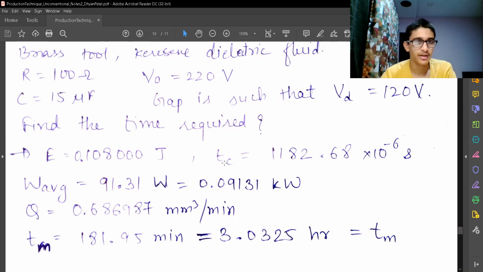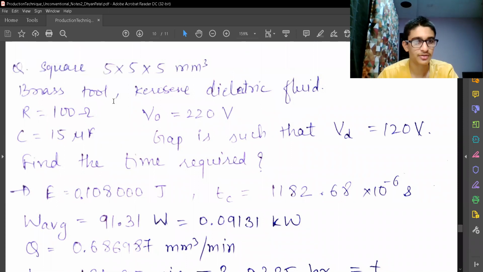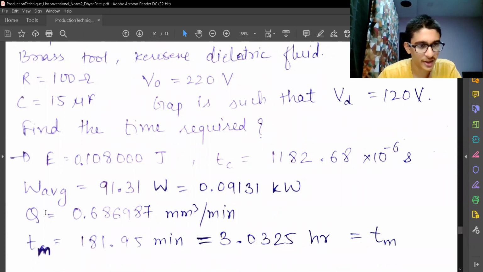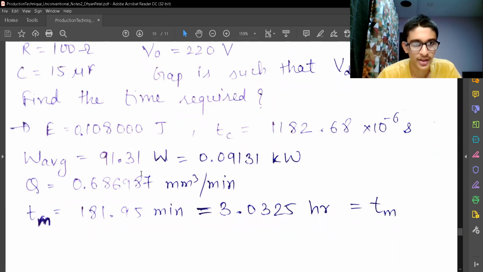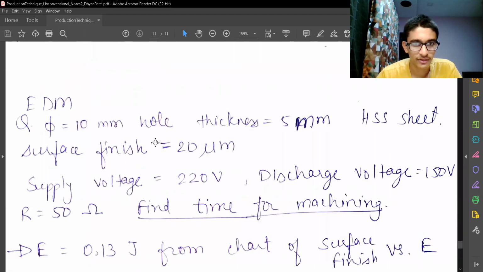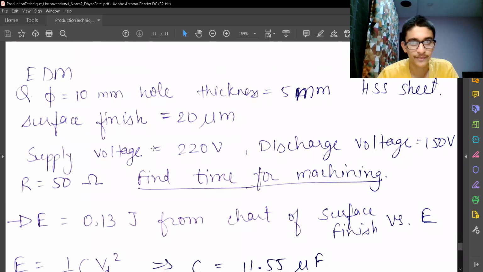Using the average power and the empirical relation, we get the material removal rate, which will come in mm cube per minute. Now I have the total material to be removed, that is, the dimensions of the hole are given, and I have the material removal rate Q. So I just divide the total material removed by the removal rate. That will give me the total time. So it is 181 minutes, or 3 hours.